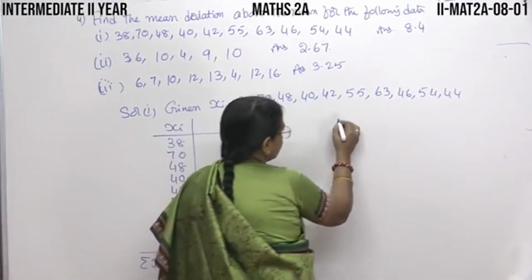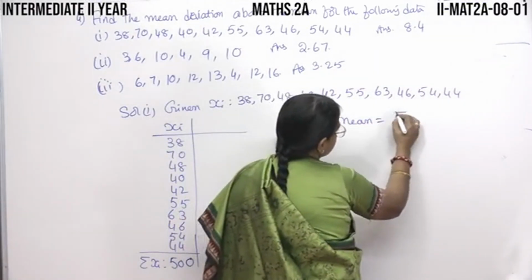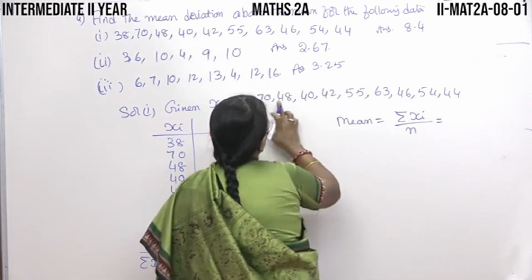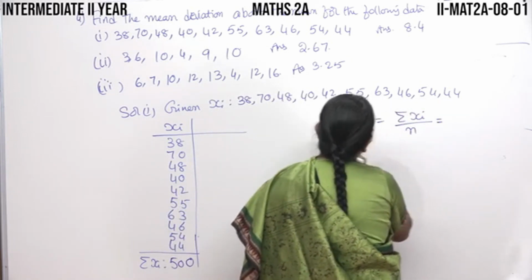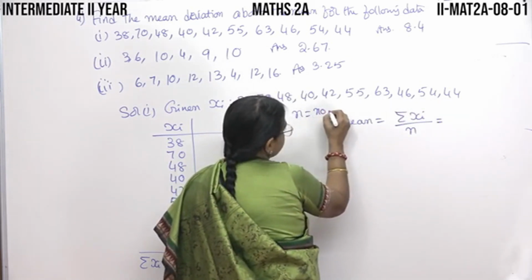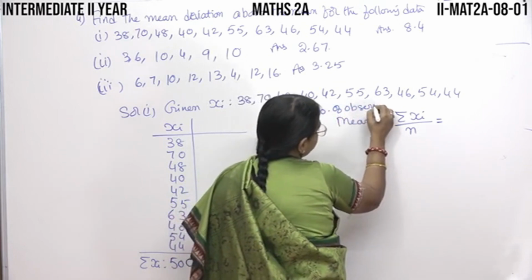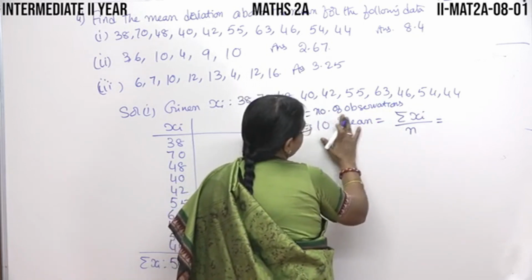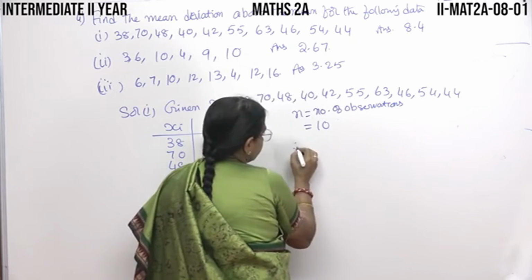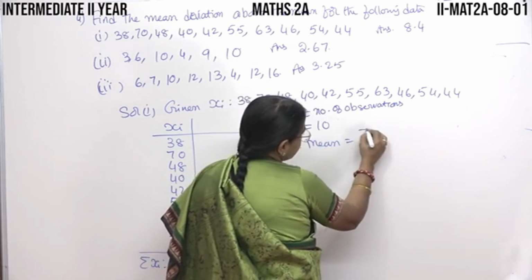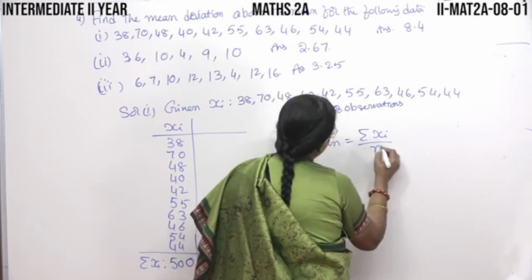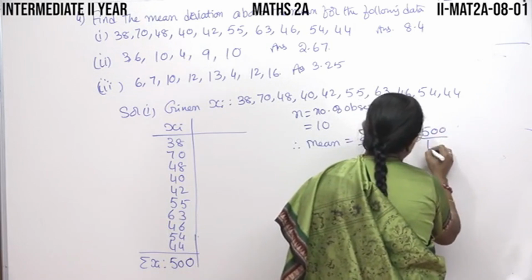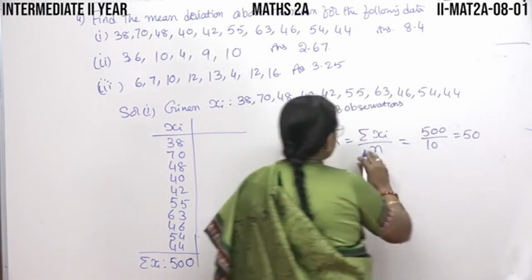Now we'll find the mean. Mean is equal to sigma xi by n. So how many values are there? 1, 2, 3, 4, 5, 6, 7, 8, 9, 10. N is the number of observations, which is equal to 10. So therefore mean is equal to sigma xi by n. Sigma xi is 500, so 500 by 10. That is 50. So mean is 50.